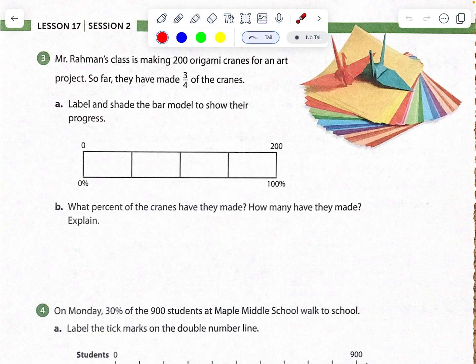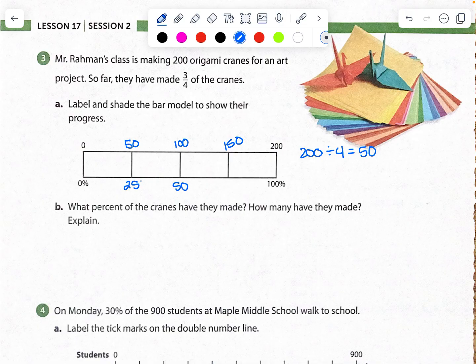Okay, first thing you want to notice is how many sections it is being broken into, and that'd be 4. That tells you you're going to take 200 and divide by 4. If you don't know, work it out, but it would be 50. Okay, so we would count by 50 up here. And since down here we've got percent, the total percent would be 100%. You're going to divide that by 4, which is 25. So each one of these represents a 25% increase.